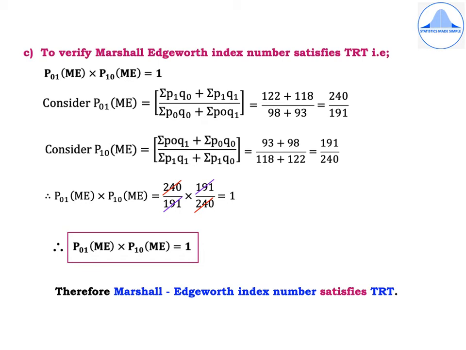Therefore, P01 of ME into P10 of ME is equal to 240 by 191 into 191 by 240, and you see that the terms get cancelled in the numerator and in the denominator as indicated by the red and purple color lines, and you get the value as 1. Therefore, P01 of ME into P10 of ME is equal to 1. Therefore, Marshall-Edgeworth index number satisfies TRT.